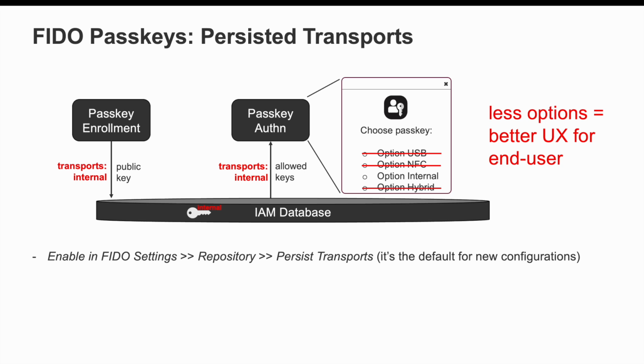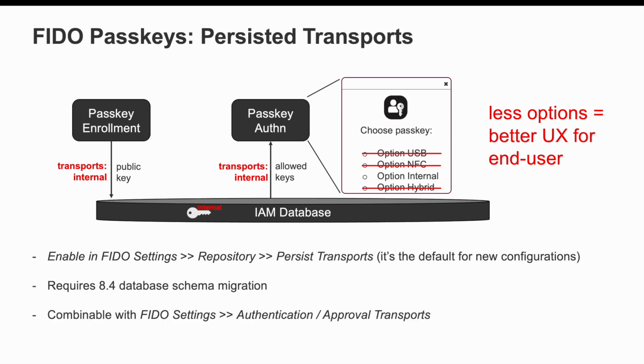The feature can be enabled in the FIDO settings, in the repository settings, and it's the default for new configurations. So existing configurations will behave exactly as before, but if you have a new FIDO configuration, then the feature will be enabled by default. This feature requires a database schema migration because it adds the transports field to the database schema. It can be combined with the authentication and proof of transport that are stored in the configuration. Please read the documentation in the config editor for more details about that.